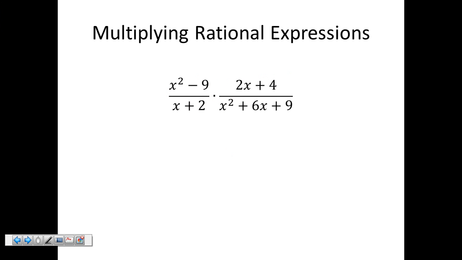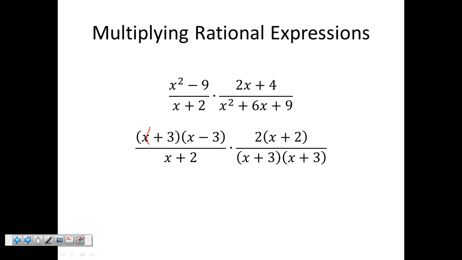Okay, so let's take a look at one. It looks a lot more complicated, but what you want to do is factor the tops and the bottoms of these rational expressions right away. Factor these out if you can and cancel what you can. So this x squared minus 9 is a difference of squares, and I can factor that out.